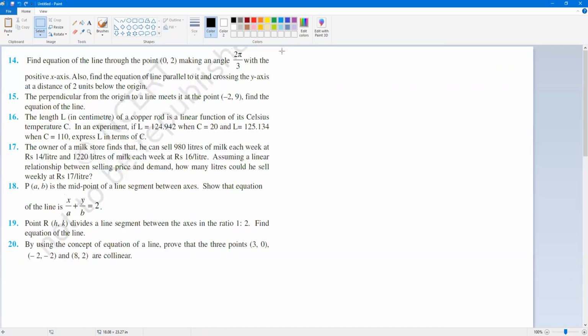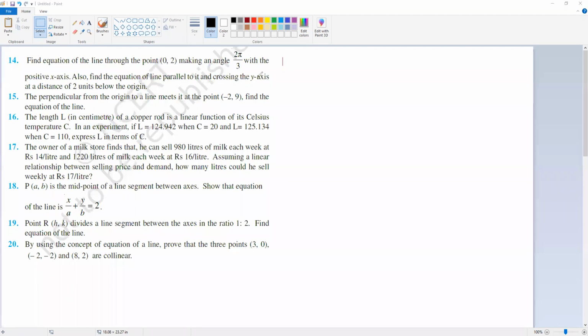Question number 14. Find the equation of a line passing through the point (0, 2) and making an angle of 2π/3 with the positive x-axis. So there are two questions. We will do the first part first. On the x and y axes, passing through (0, 2), making an angle of 2π/3.